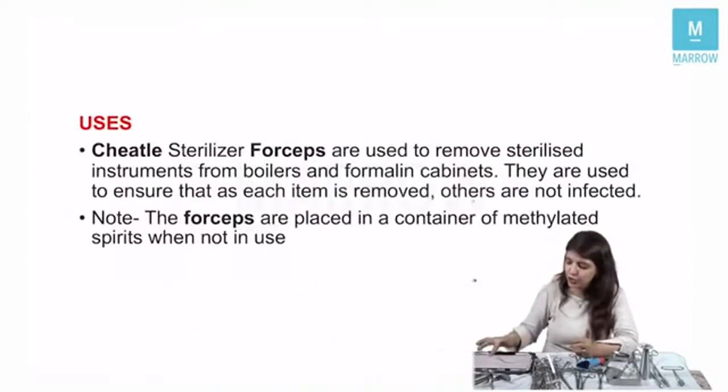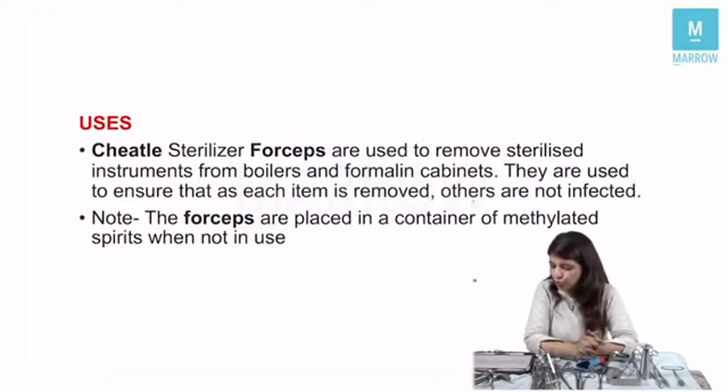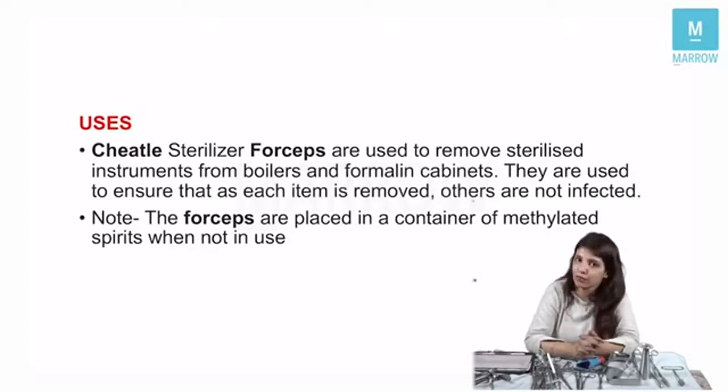What is Chittel's forceps used for? It is used to remove sterilized instruments from the boilers and formalin cabinets. They are used to ensure that as each item is removed, others are not infected. Now, this Chittel's forceps should be kept in a container of methylated spirit when it is not in use, right?